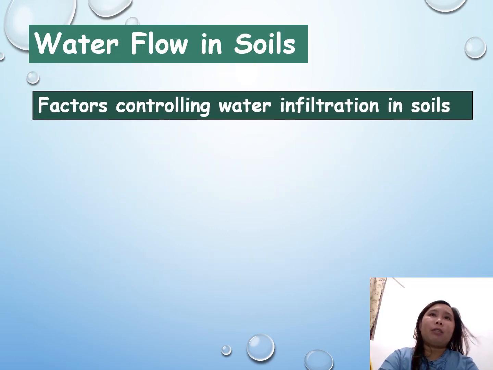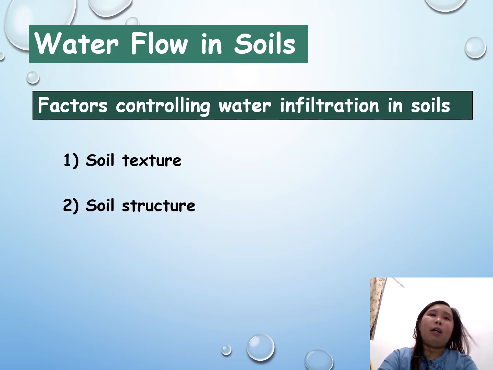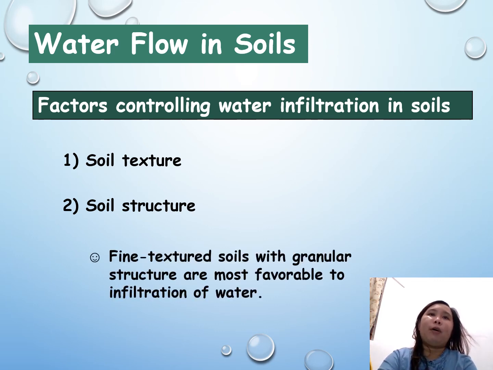There are different factors that can control water infiltration in soils, which are, first, the soil texture. As I mentioned earlier, in fine textured soils, water infiltration is relatively slower than in coarse textured soils. Water infiltration is also affected by the soil structure. For example, fine textured soils with granular structure are the most favorable to infiltration of water.